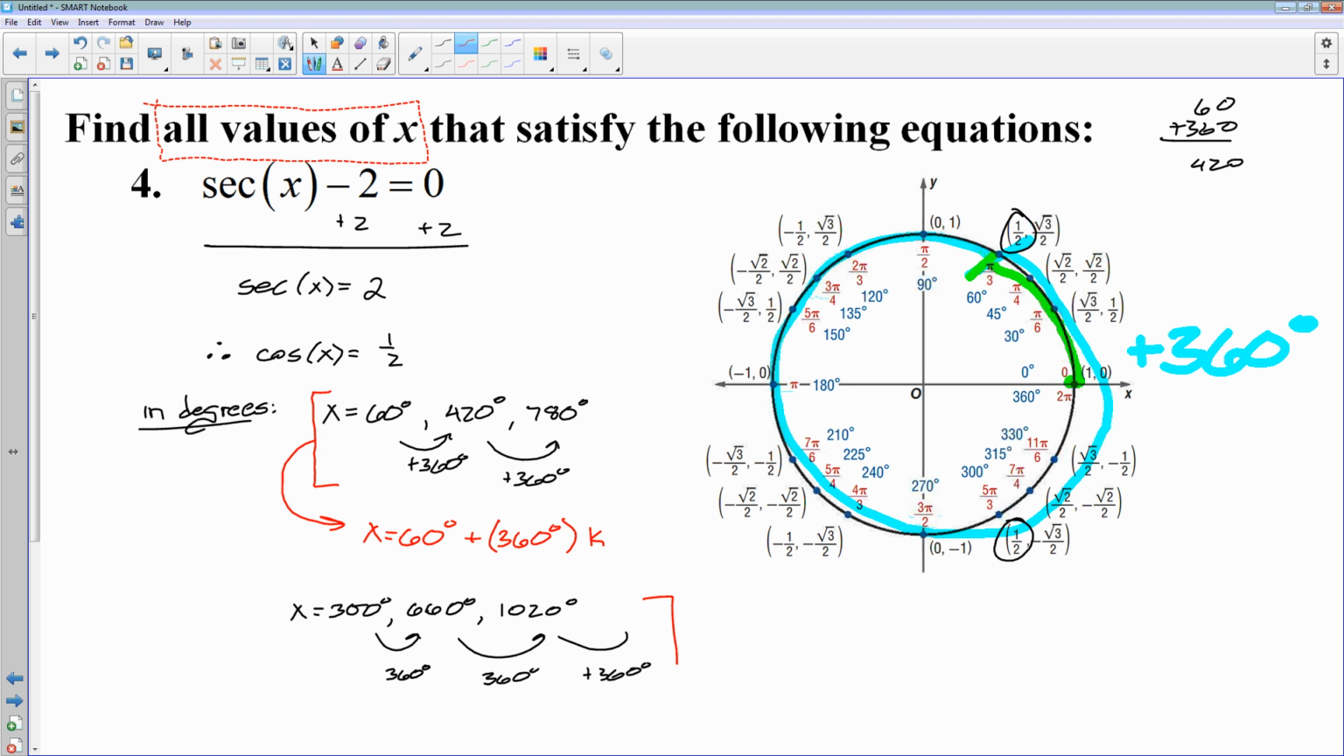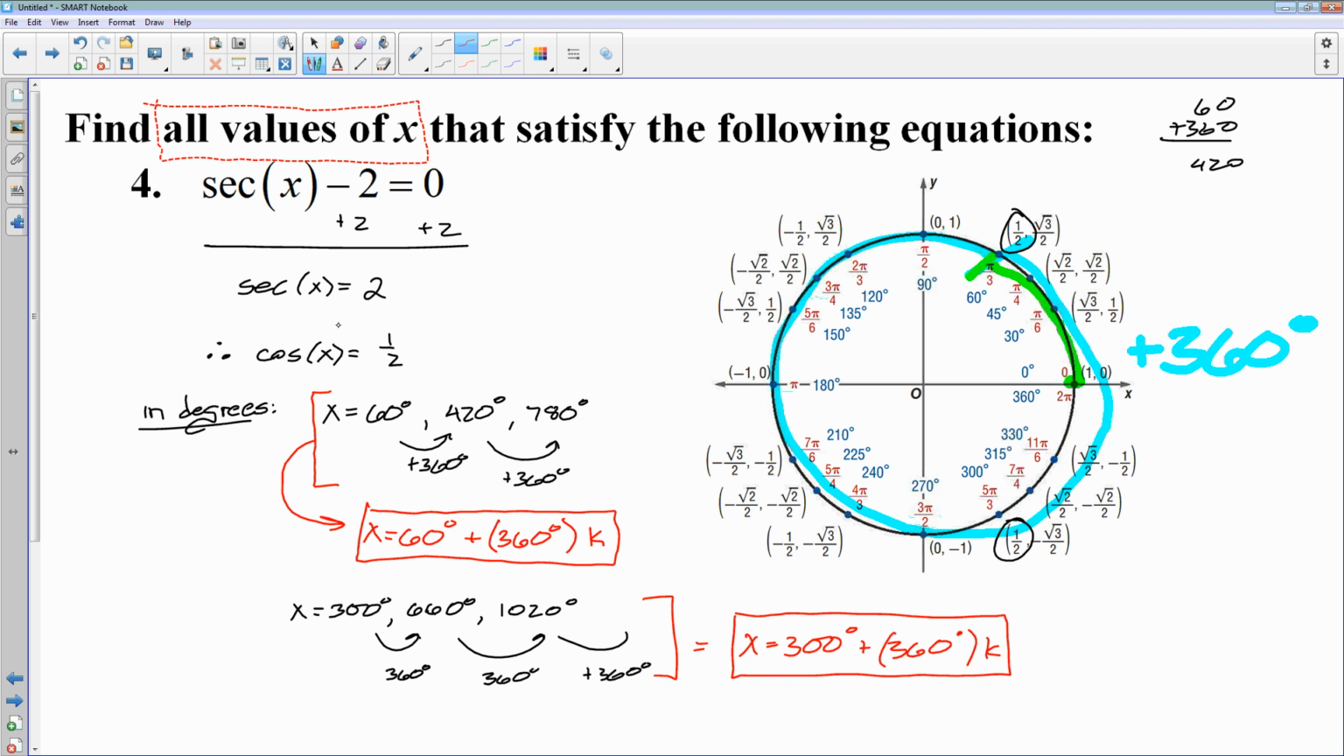And I would do the same thing for this one. I would rewrite this as x starts at 300 degrees, and then I can add 360 degrees times some number k. k could be 1, k could be 4, and these are our solutions when I say find all solutions for x. Now those are the degree answers.